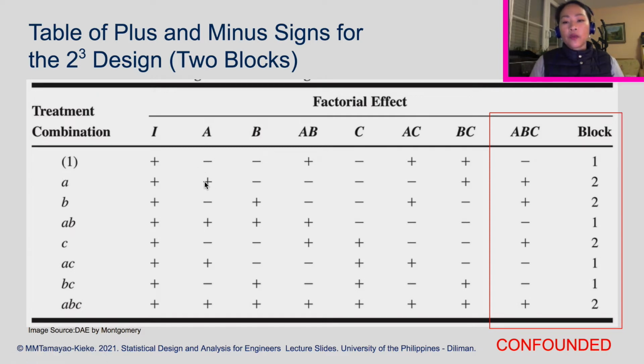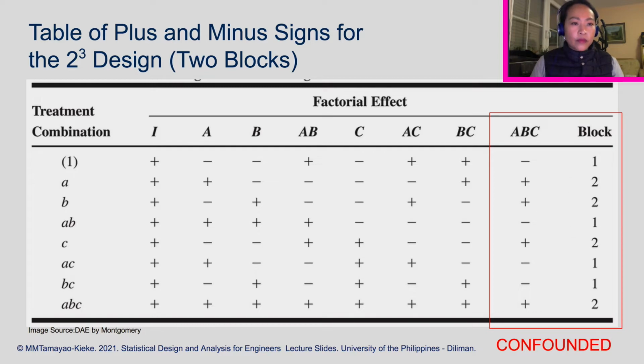Now you know how to construct this table. A plus would basically mean a high level of a factor in each of these treatment combinations, and a minus would mean low level. For the interactions, it's just the product of the signs for the corresponding factors. Negative times negative would be positive, positive times negative would be negative, and so on. Of course, you can do the same for ABC. And for these different effects and their interactions, none would correspond exactly with the different blocks.